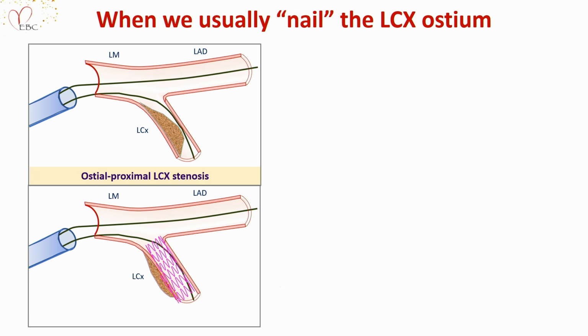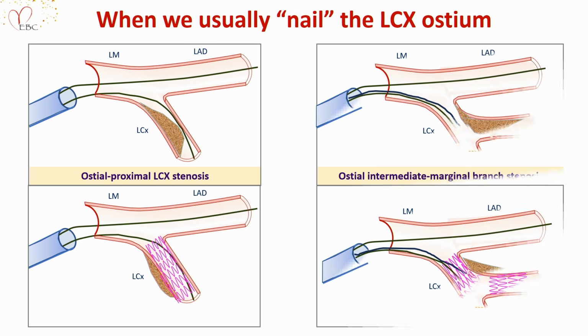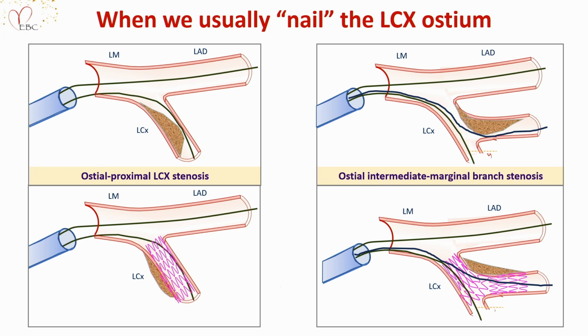The circ is the same. You have a proximal lesion, as in the case before. You want to nail the ostium, or you have a big intermediate marginal branch, and then you want to nail the ostium to be able to do the provisional on the real circ, because you do an inverted provisional.